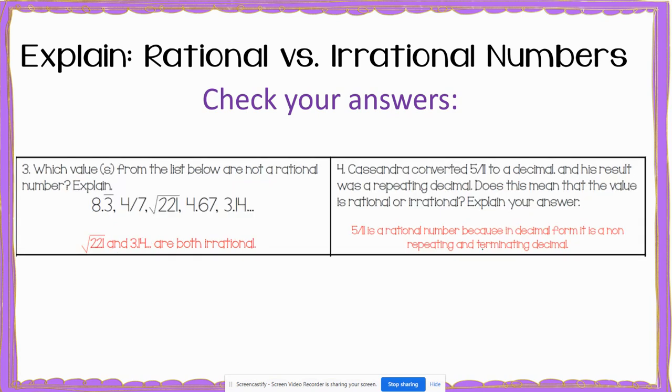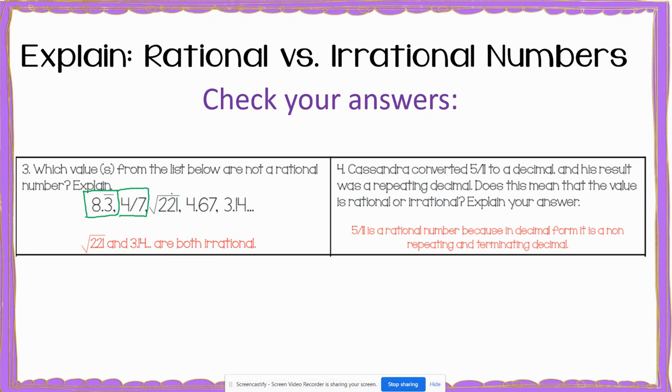Number 3 says which value or values from the list are not rational. Well, 8.3 repeating, that is a repeating decimal, and we know that all repeating decimals are rational numbers. 4/7 is written as a fraction, so we know that it is a rational number.